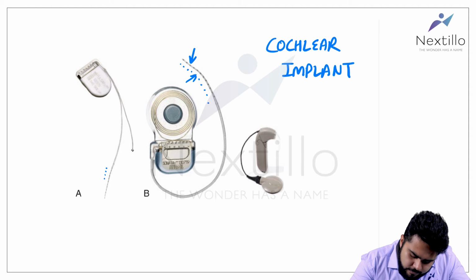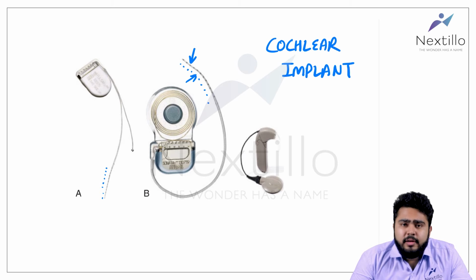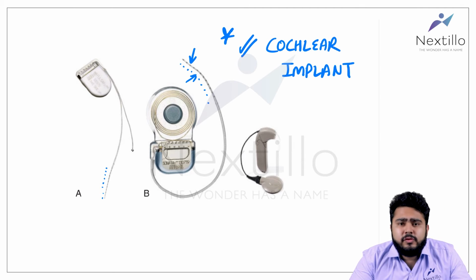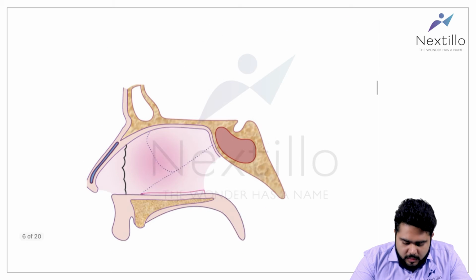Now here also, if you see, this is the cochlear implant. So simple, straightforward question. What is seen in the picture? This is a cochlear implant. Now let's move ahead.